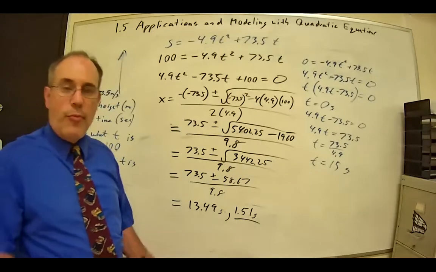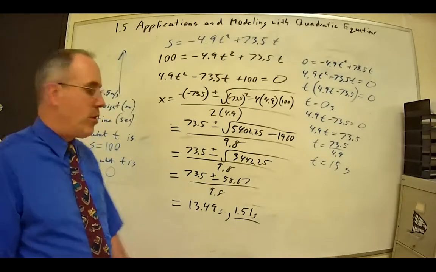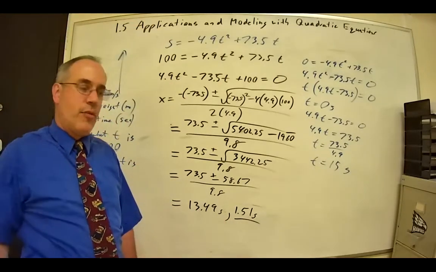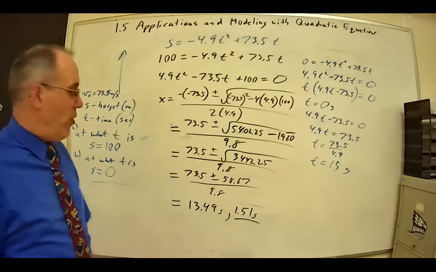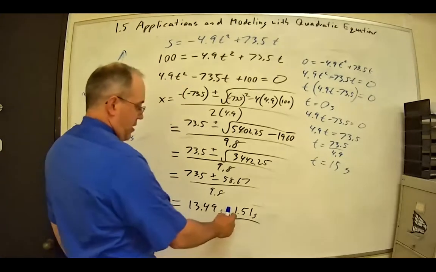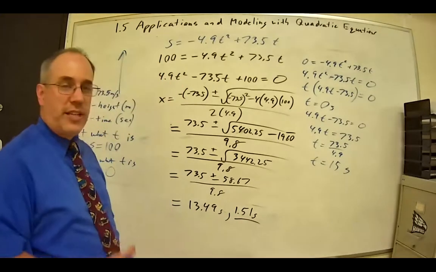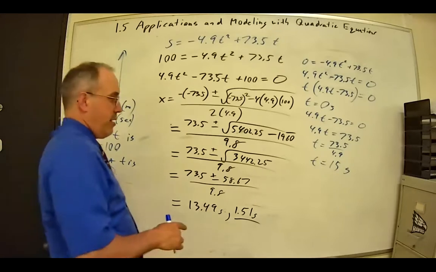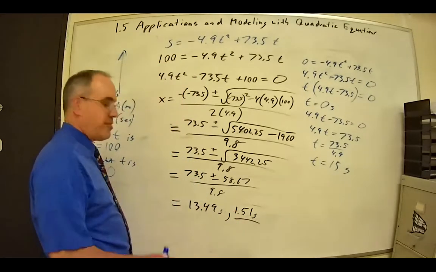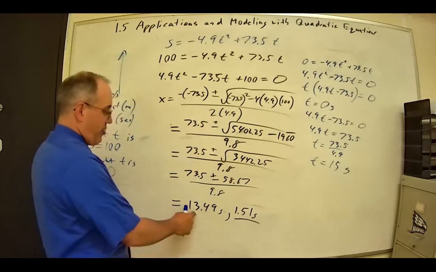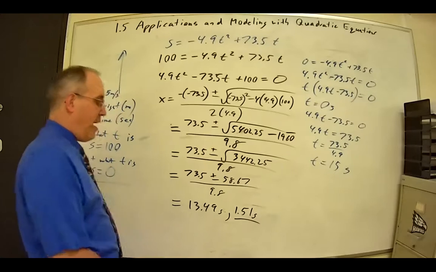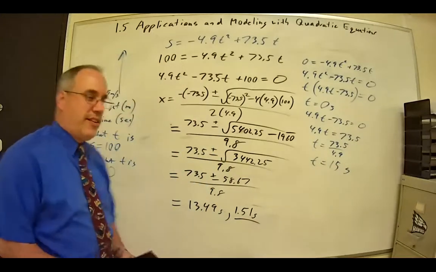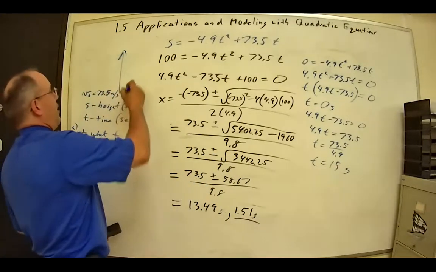And I will point out, remember, we want to look for common sense and does this answer work? Yes, we expect that when it goes up, it's going to hit a certain level and then go beyond, and then it's going to come back down again. Also, notice that it took 1.51 seconds to get from the ground level to 100 meters. It then took 1.51 seconds to go from 100 meters back to the ground. 13.49 plus 1.51 is 15 seconds. So it does make sense.